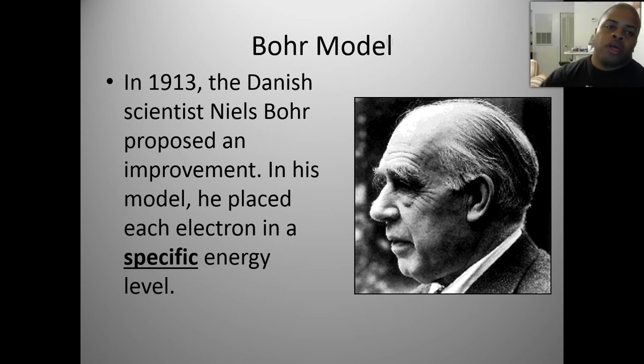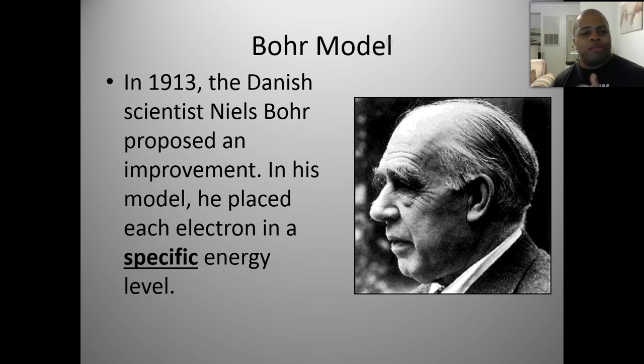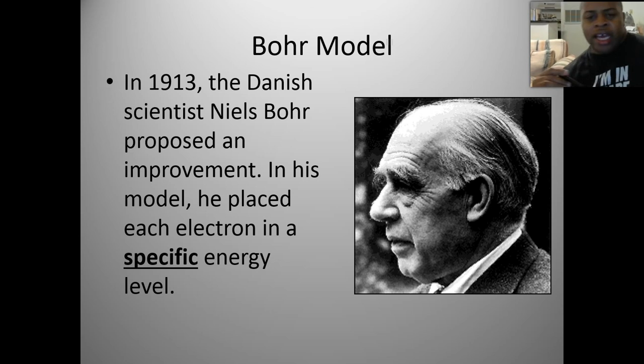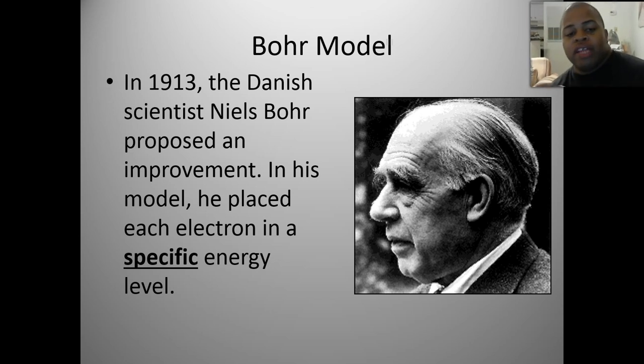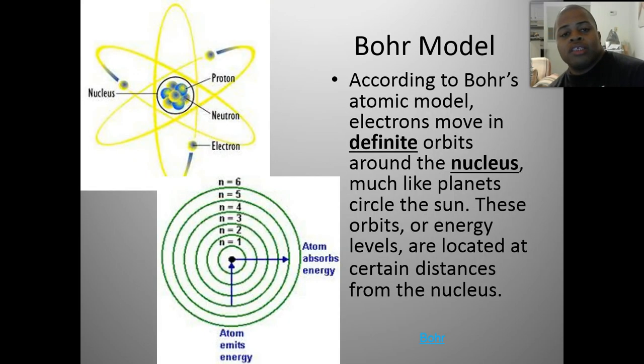Now, Niels Bohr. Niels Bohr was a Danish scientist, and you notice that a lot of these things are right after another. J.J. Thompson, I believe, was in the late 1890s, and then Ernest Rutherford, 1908. Now we're in 1913, and Niels Bohr proposes an improvement. Looking at his experiment, he found that the electrons were actually in specific energy levels around the atom. What do I mean? Take a look at these diagrams.